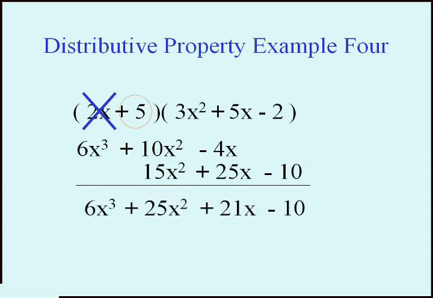And that's your answer, adding up like terms. Note that 10x squared plus 15x squared is 25x squareds. Don't confuse multiplication with addition. When you add things, you just get more of the same thing. 10 apples and 15 apples make 25 apples. So we're going to have 25x squareds there.